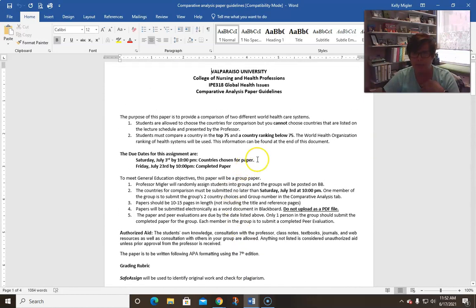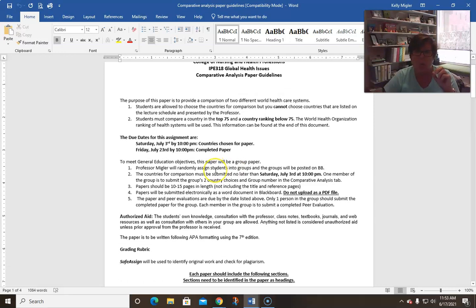So that is this first part that is due during week 1. You, as a group, have to choose the 2 countries that you are going to analyze, and one person in your group needs to submit those 2 countries that you are going to compare and analyze in your paper. The final paper is due Friday, July 23rd, which is in week 4, and there is no exam during that week because this paper is due.